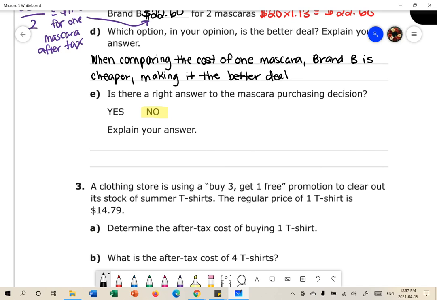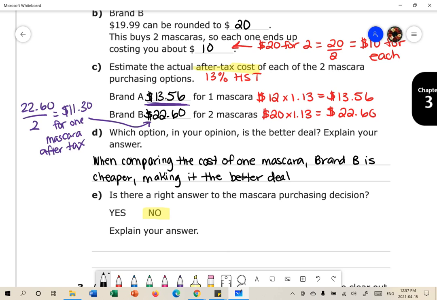If you go with brand A, you're spending less, right? Because for one mascara, it's $13.56, underlined in purple. Although you're only getting one mascara, you may only need one mascara. So you're going to be spending less than if you purchase brand B, where you get two mascaras for $22.60. So there's pros and cons for both incentives.